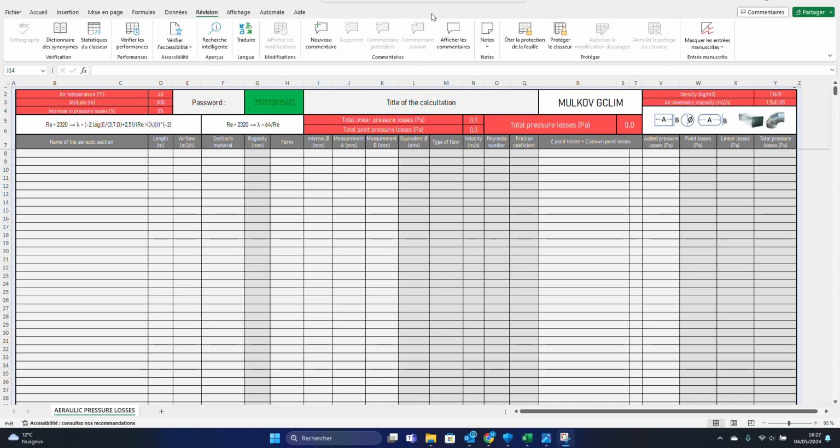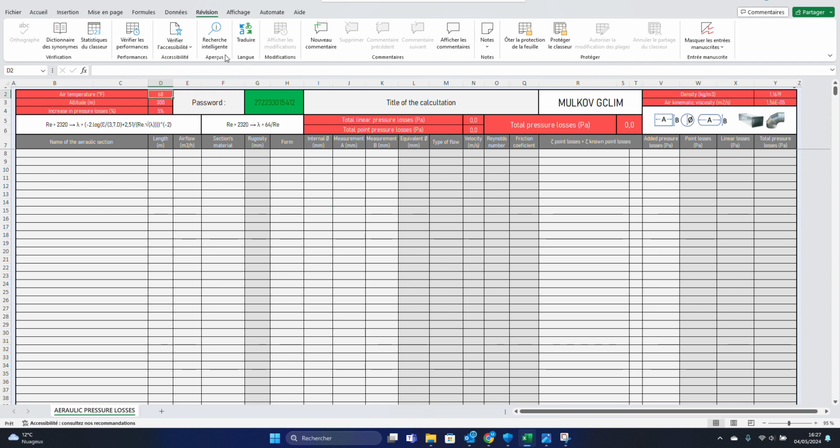Present you how to calculate pressure losses in a ventilation duct. So the first thing to do when you open the file is to determine the characteristic of your air.